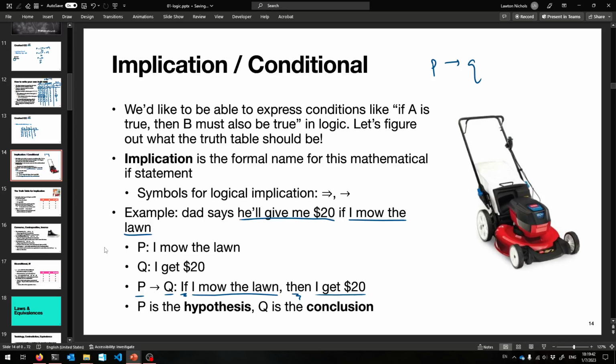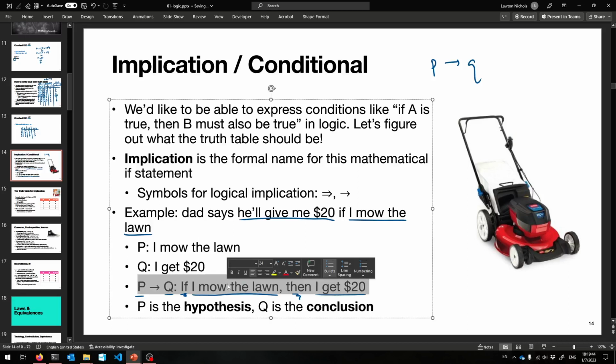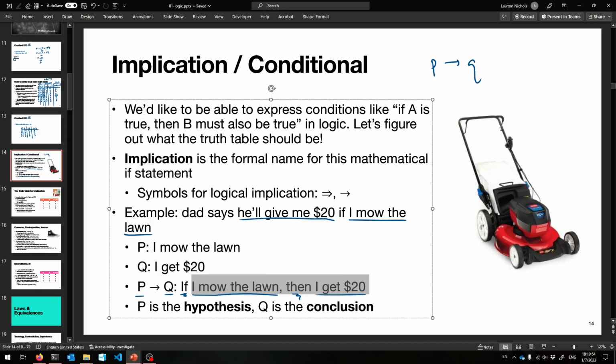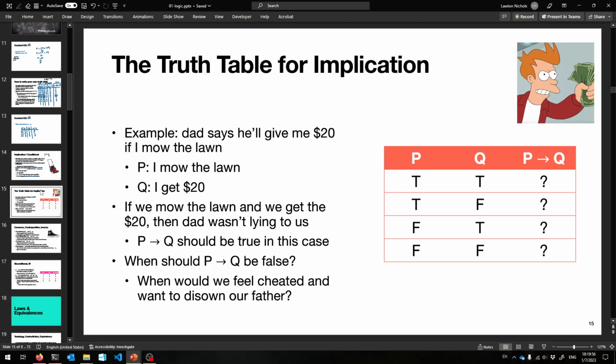So it's kind of backwards in English, but you can put it right way up, and that's how you express the idea. And then we want to figure out, is this a true or false statement? What are the conditions? What are the outcomes? Okay, so let's come up with the truth table for this idea of implication, this if statement in math.